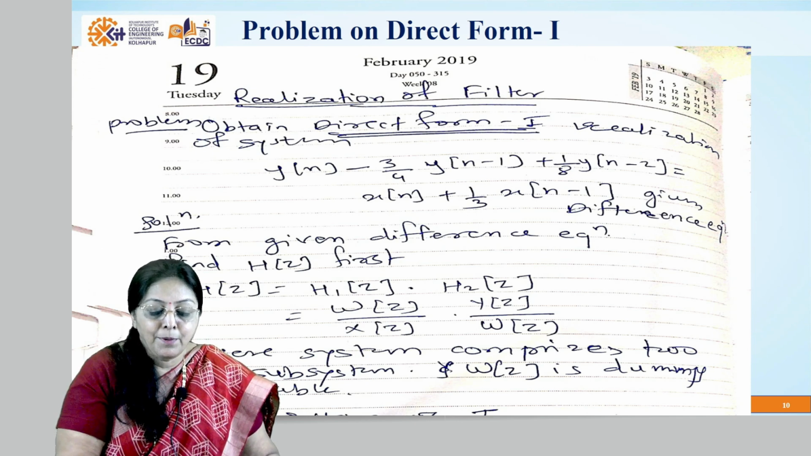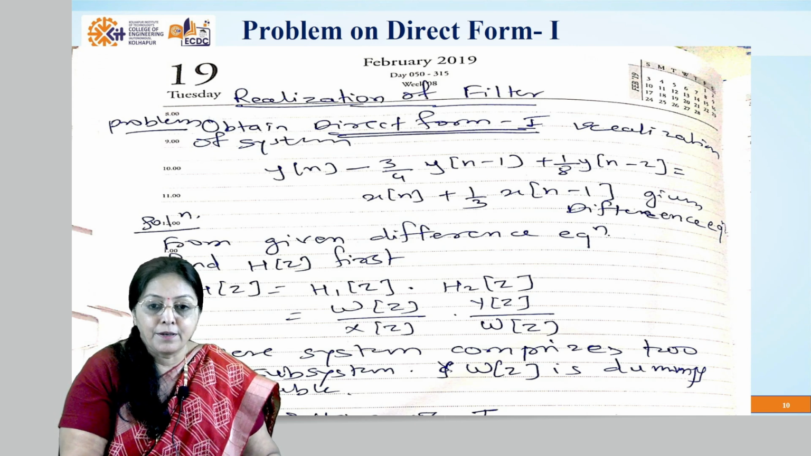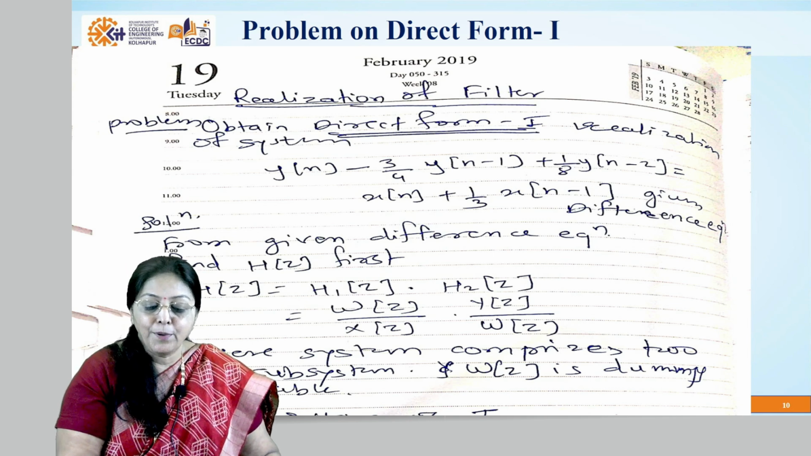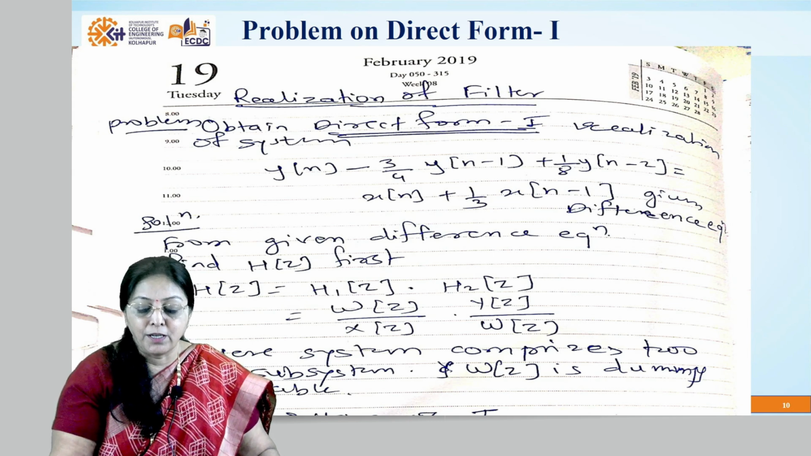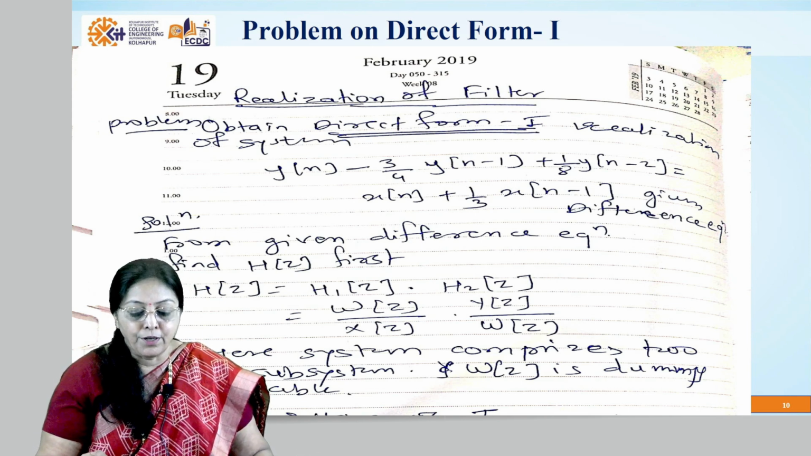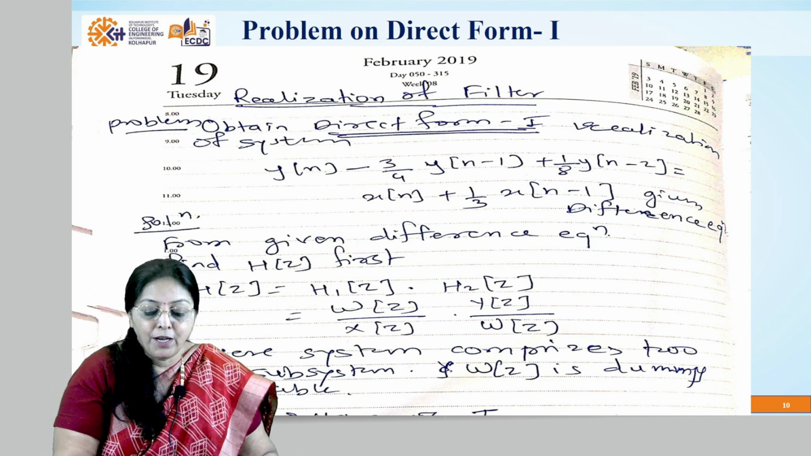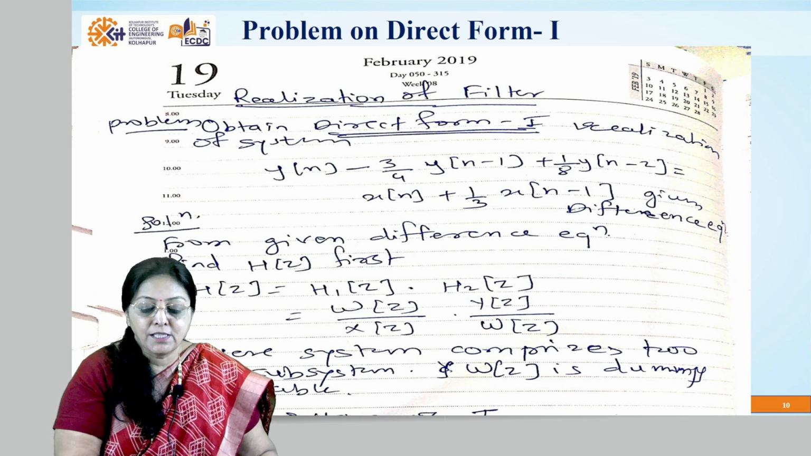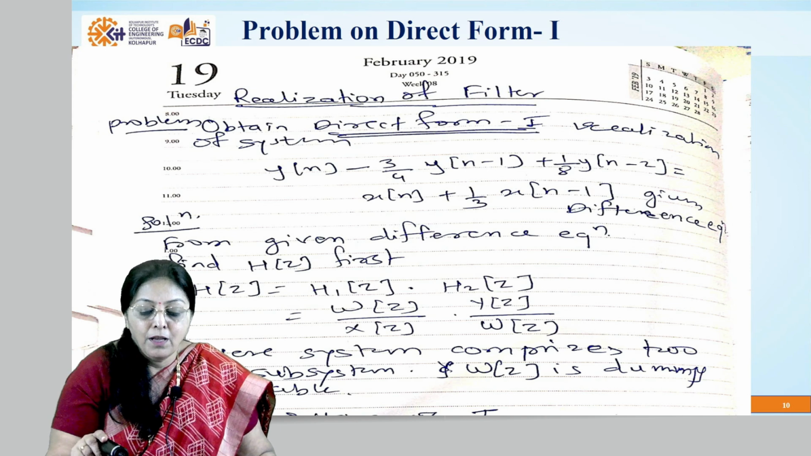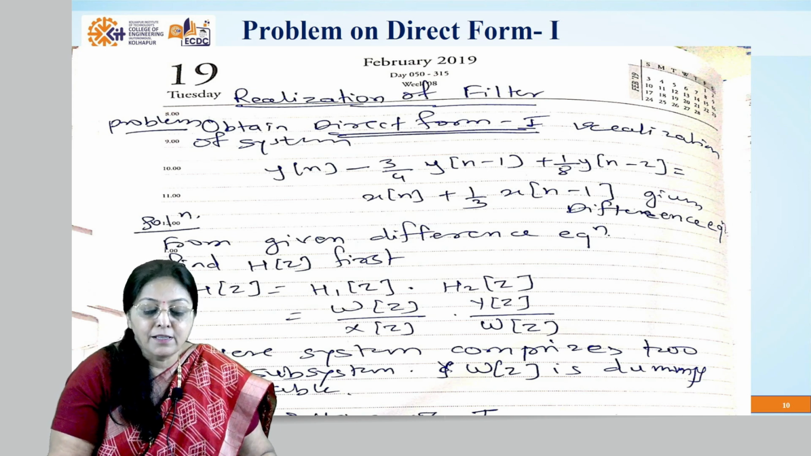Let's see an example. Just observe this example: the realization of a filter using direct form 1. y of n minus 3 upon 4 y of n minus 1 plus 1 upon 8 y of n minus 2 equals x of n plus 1 upon 3 x of n minus 1. This is the given difference equation we are going to realize using direct form 1. How? First of all, we have to make the equation in terms of Y(z) upon H(z). So we apply the inverse z transform, and here also we take a dummy component, called W(z).